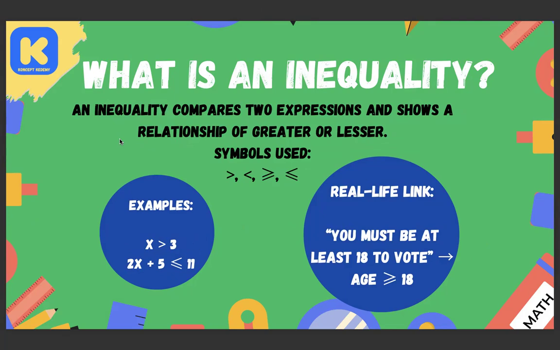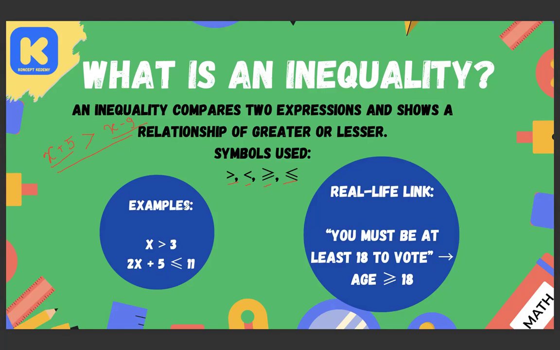So, an inequality. An inequality compares two expressions and shows a relationship using greater or lesser symbols. So these symbols we use here, and we compare two expressions. Let's see, x plus 5 is greater than x minus 9. So this is an inequality. That means we are comparing x plus 5, which is one expression, and x minus 9, which is also an expression. When we are comparing two expressions, that is called an inequality.